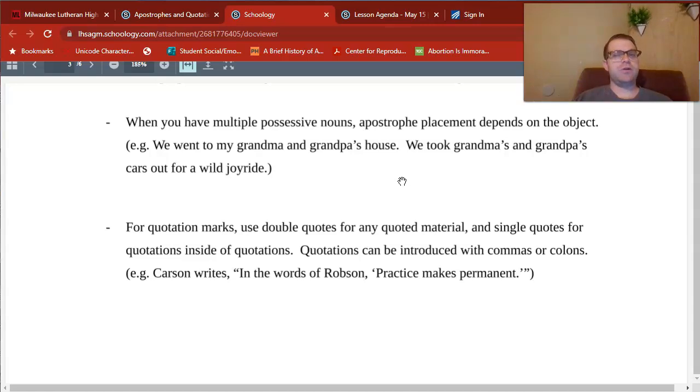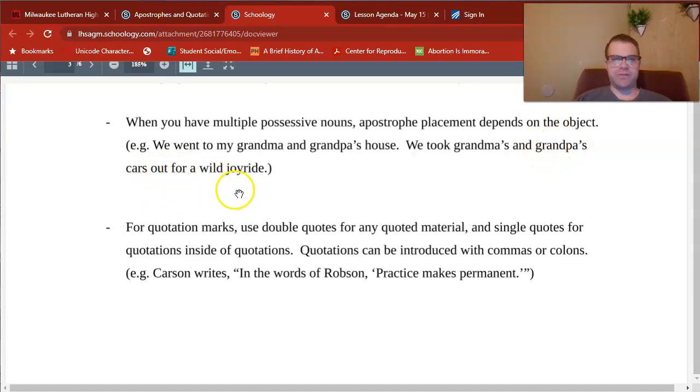Let's say grandma has her own car and grandpa has his own car. We took grandma's and grandpa's cars, plural, out for a wild joyride. Notice here, grandma's got her own car, apostrophe S. Grandpa's got his own car, apostrophe S.